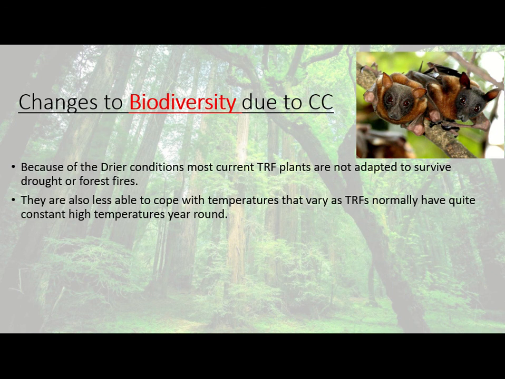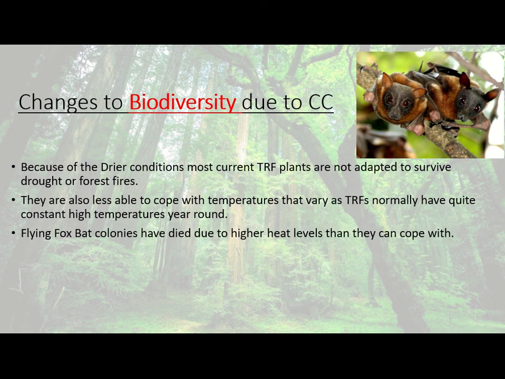So tropical rainforests have a very similar temperature year round. As the temperatures vary more, they get hotter, those tree species might also survive, or plant species might not survive, and animals might not survive. And this is where the flying fox bats come in.